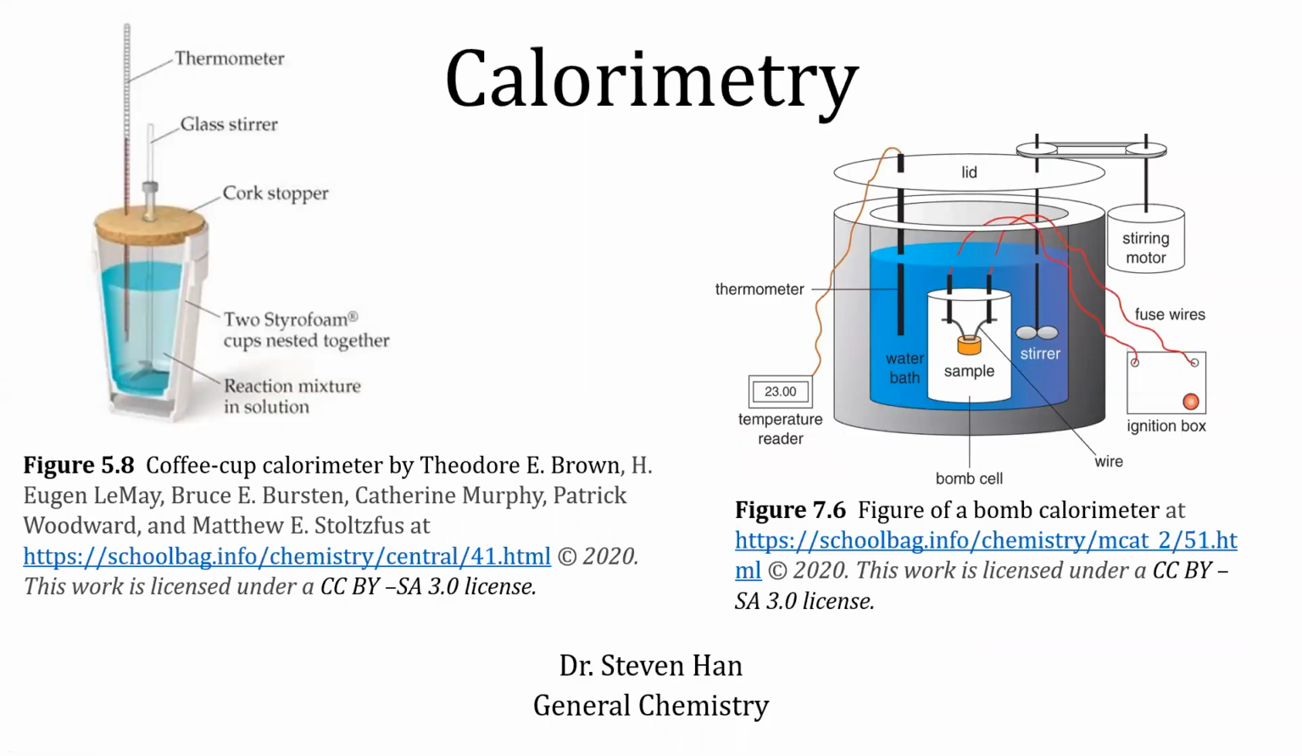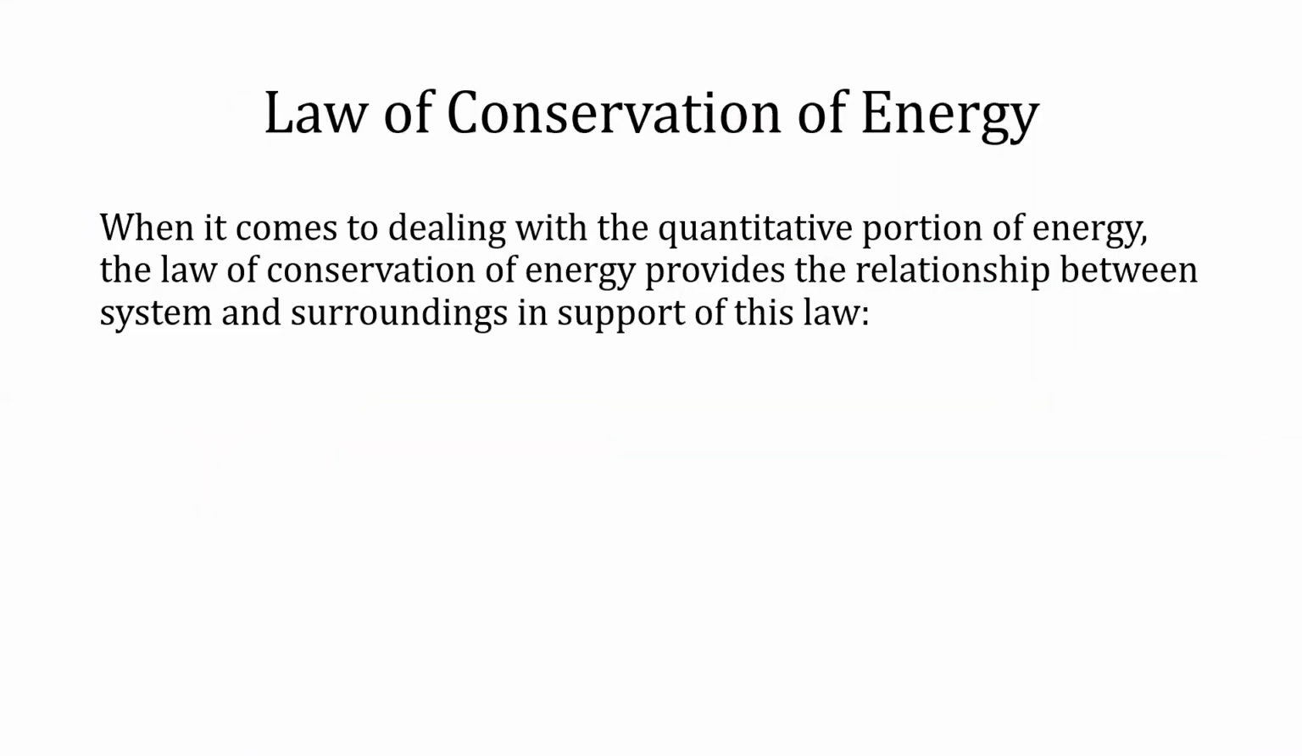This lecture is on calorimetry. When it comes to dealing with the quantitative portion of energy, the law of conservation of energy provides a relationship between system and surroundings in support of this law. 0 equals Q system plus Q surroundings. Therefore, Q system equals negative Q surroundings.